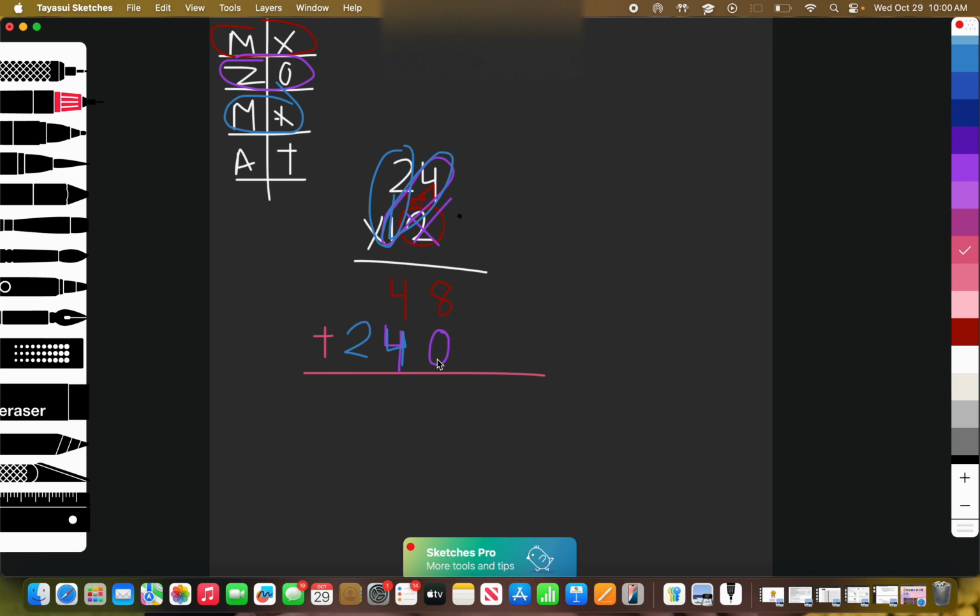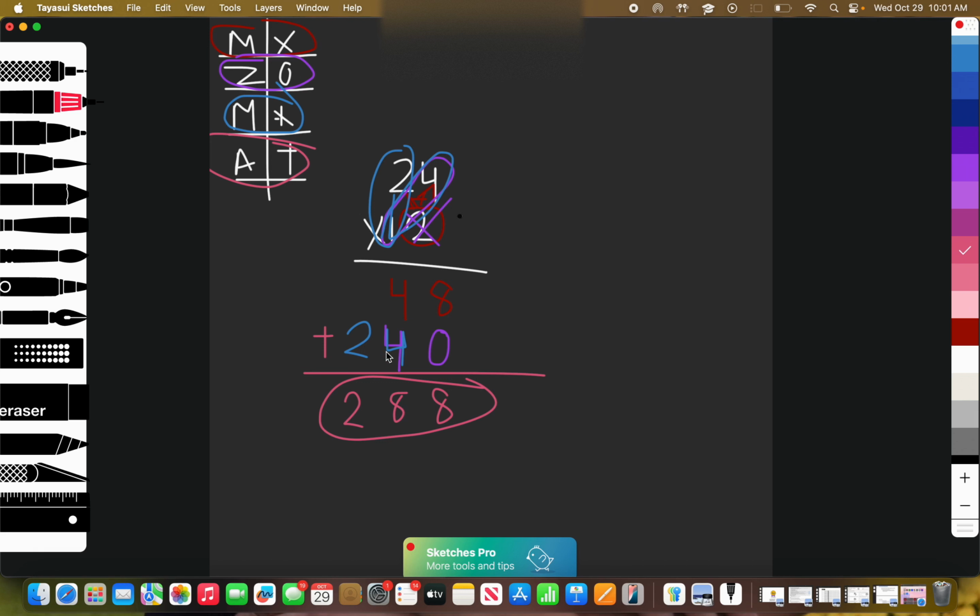Okay, 0 más 8, o 8 más 0 es igual a 8. 4 más 4 es igual a 8. 2 más nada es igual a 2. Nuestra respuesta, our answer, after we've added, es 288.